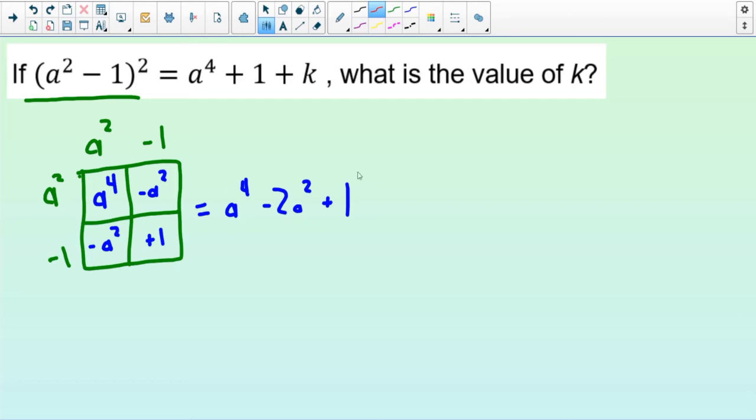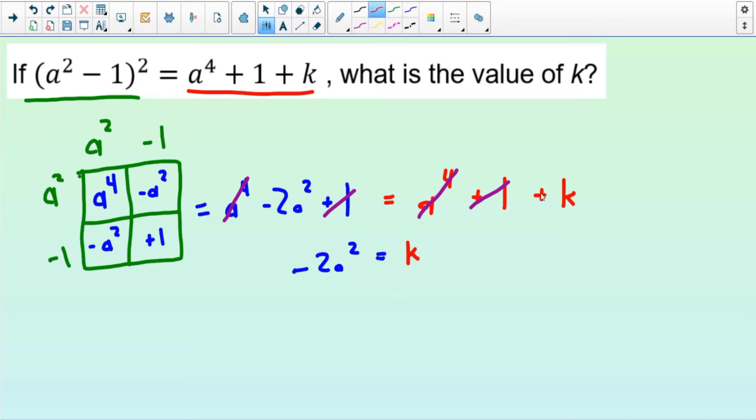So I want to see what's the difference between this and this up here. If this is going to equal a to the fourth plus 1 plus k from that problem up here, let's just look at what we're missing. I've already got an a to the fourth here. I've got that here. The plus 1, I also have over here. So really the only thing that's left after we cancel all this out is just that negative 2a squared. So I can tell logically, just by seeing what I'm missing and what I already have, this value of k has got to be this missing piece. It must be negative 2a squared.